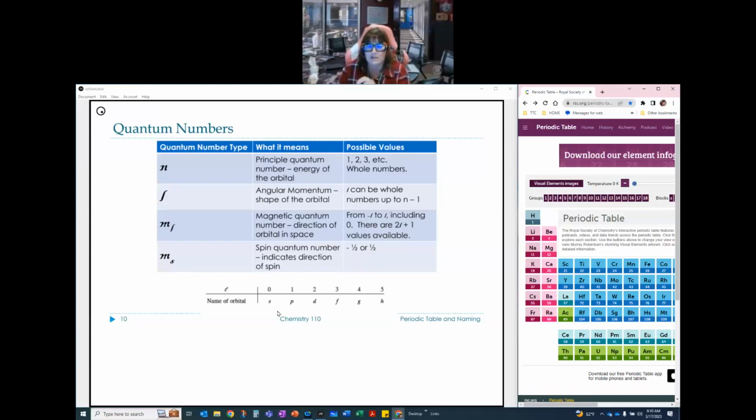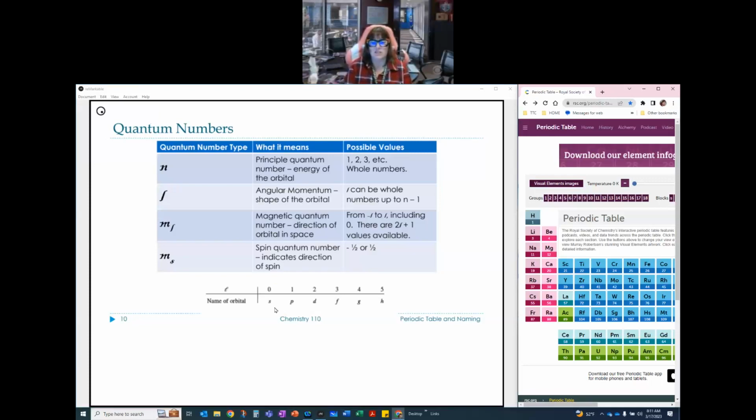Those 4 we will talk about in more detail in a few minutes, but that determines the shape of the orbital. Okay, so that's what that L is for. Now our ML is our magnetic quantum number. It's the direction in space. Now an S doesn't really have a direction because it's spherical, so it's a sphere. But a p orbital looks like a dumbbell, and there are 3 of them that we talk about. One of them is on the x-axis, one of them is on the y-axis, and one of them is on the z-axis. So ML tells us which direction that is. Okay, so that's what that's for.